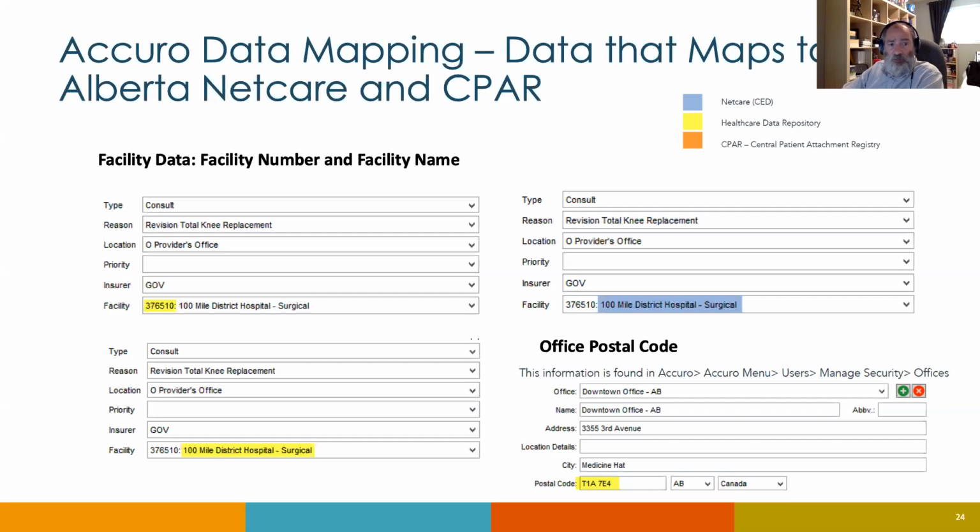But you can see facility number and name are pulled out of the facility data in the EMR. And the name is also sent to Netcare to identify where the appointment happened. And the facility postal code also is sent to the healthcare data repository.